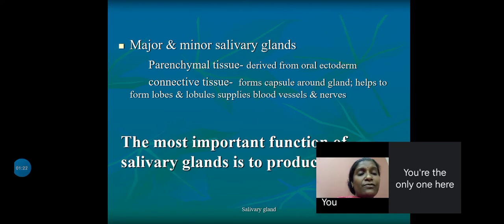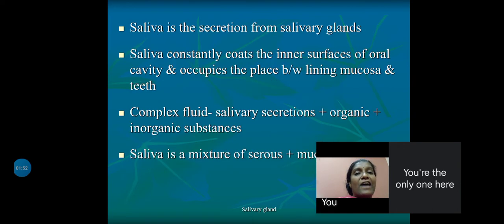The purpose of dividing the gland into lobes and lobules is to better serve them with blood vessels and nerve supply. So that is done by the connective tissue. Connective tissue is basically supportive in nature, whereas the most functional part of the gland is the acinar component, that is the parenchymal component. And because it is a salivary gland, it is involved in the production of an important secretion called saliva.